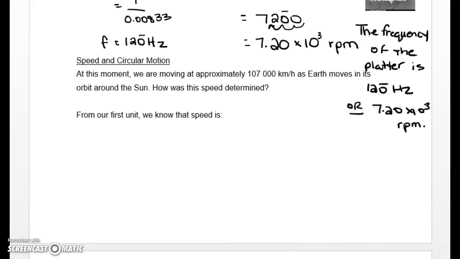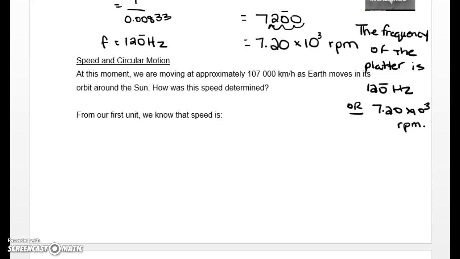Alright, so now let's take a look at speed and circular motion. At this moment, Earth is approximately traveling at 107,000 kilometers per hour in its orbit around the sun. So I think part of the question is, how do scientists know that we're traveling at approximately 107,000 kilometers per hour?